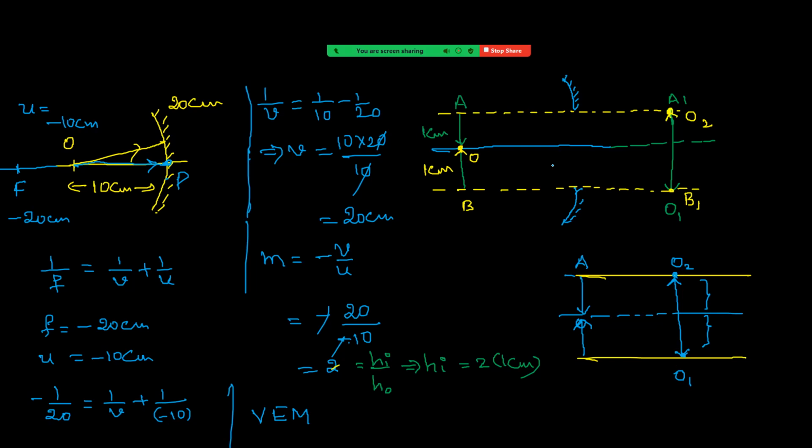So the key point is that when we displace like this, the principal axis also will be displaced. So this is the principal axis for the upper one. This is the principal axis for the lower one.